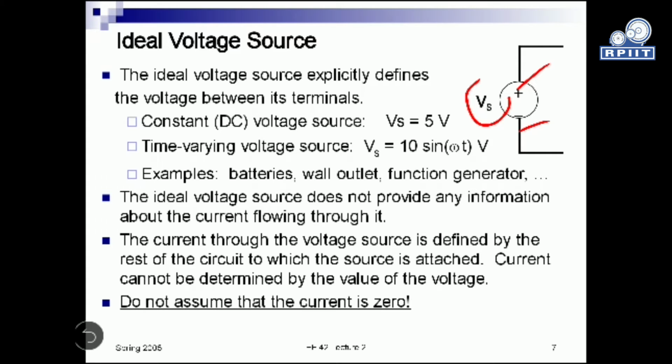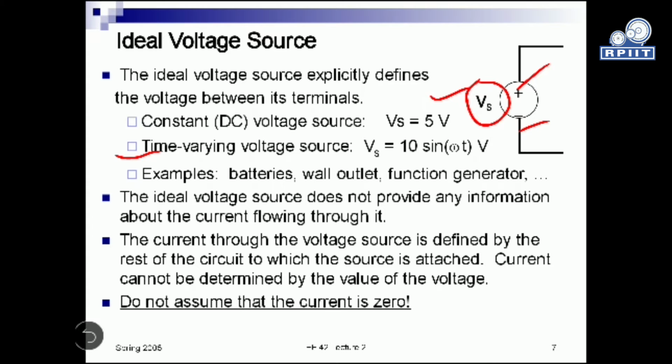So we can say that a constant DC voltage source, that is Vs, is around 5 volts. So 5 volt is the fixed voltage. That's why it is called a constant voltage source. Again, the second is the time varying voltage source, where Vs is equal to 10 sine omega t volt.